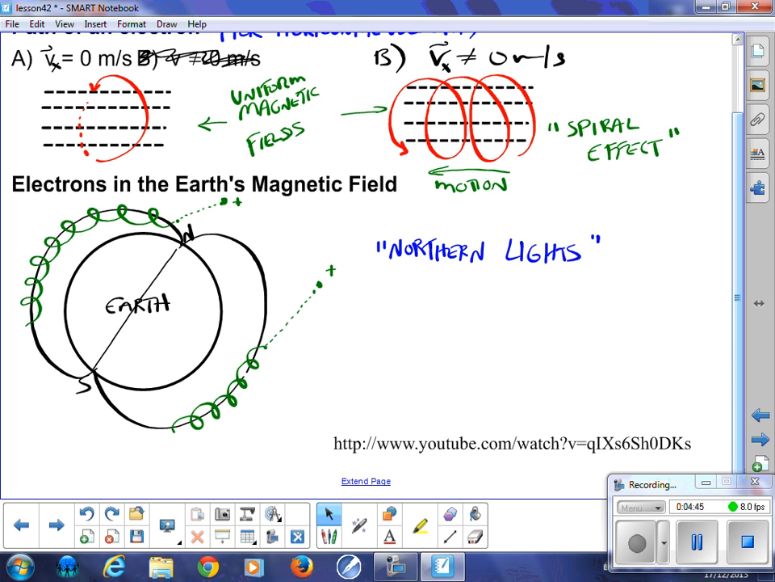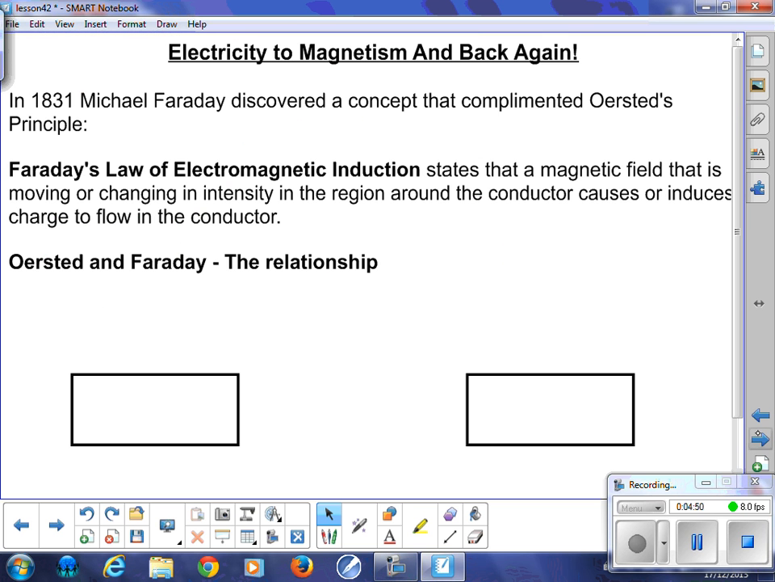All right. Okay, I'm glad you stopped and watched the video. Moving along then, finishing this up. Electricity and magnetism and back again.